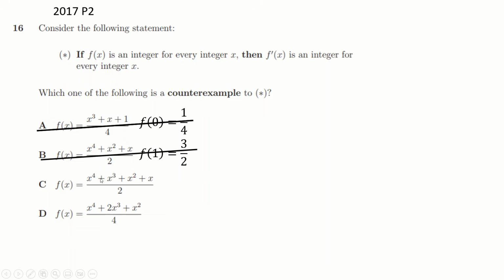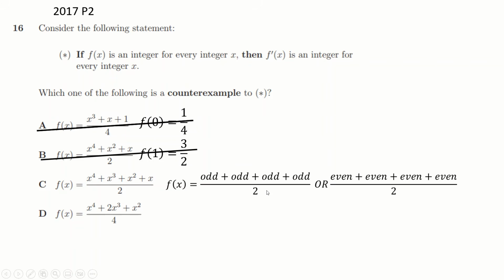I can't really find a counterexample to this, and in fact, I can quite quickly, hopefully. When you're talking about integers, a good thing to always think of is odds and evens. So this function here is either even plus even plus even plus even if x is even, or odd plus odd plus odd plus odd if x is odd, because of course when you raise odds to powers, you just make more odd numbers. But of course, odd plus odd is even, so it's 2 evens added together divided by 2, which is of course even. And of course this is going to be even as well. So this is an integer for every integer x.